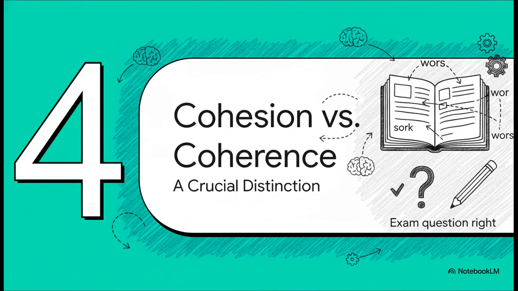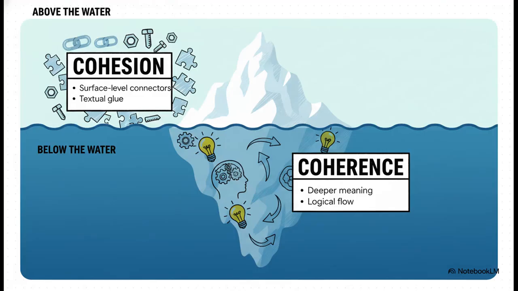Now, this is a classic exam question, so listen up. Getting this distinction crystal clear is absolutely key to getting a top grade on your answer. This table just breaks it down perfectly. Cohesion is what you see on the surface, the explicit linguistic links. Coherence is the deeper level, the logical meaning. And here's the most important takeaway for your exam. You can have a text that is perfectly cohesive but makes zero sense. Think about a student essay that uses all the right connectors, like furthermore and in addition, but just ends up repeating the same idea over and over. That's cohesion without coherence. For real communication, you need both.